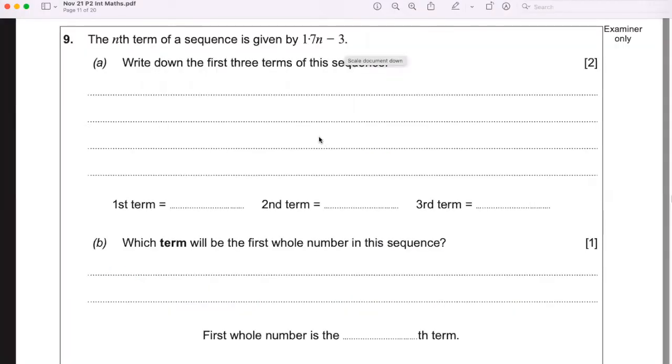Question 9. The nth term of a sequence is given by 1.7n take away 3. A.